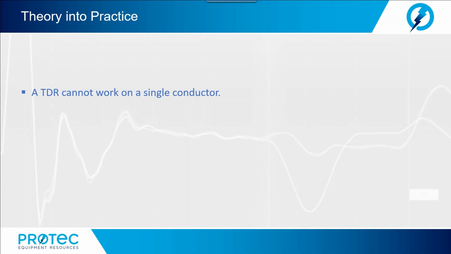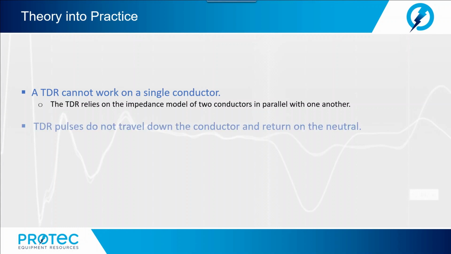Now, let's take theory into practice. First, a time domain reflectometer, or TDR, cannot work on a single conductor. The TDR relies on the impedance model of two conductors in parallel with one another. TDR pulses do not travel down the conductor and return on the neutral. TDR pulses travel down the conductors and reflect back on the conductors.